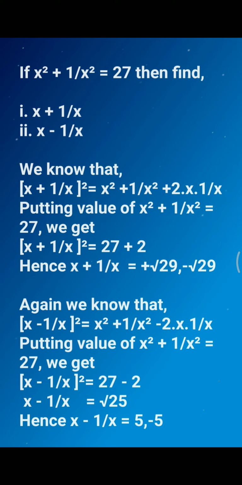Remember, minus 2, because here the formula for the algebraic identity is minus 2ab. So here x and x get cancelled and we are left with only 2. When we transpose the square from LHS to RHS, we get root 25, and once again I must tell you that x minus 1 upon x will give plus 5 and minus 5 for the same reasons I explained above.